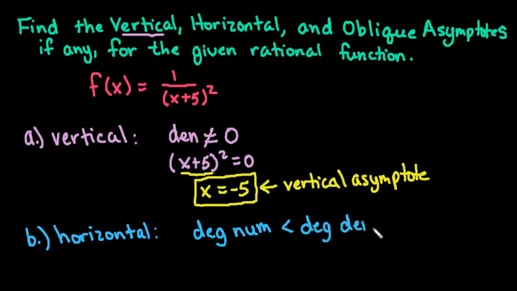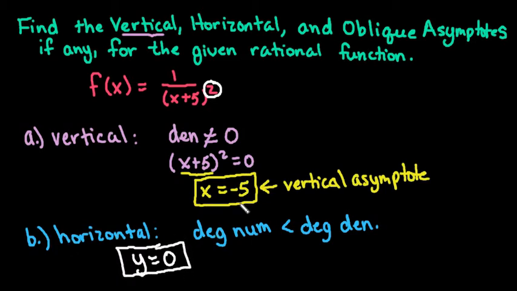And when I'm talking about the degree, remember the degree is just the largest exponent on any variable term. If we look at this one, there is no variable on the top, and on the bottom we have x squared as the highest variable, so we have degree 0 is less than degree 2. So anytime the degree of the numerator is less than the degree of the denominator, then we have a horizontal asymptote at the line y equals 0. So our x-axis would be our horizontal asymptote.